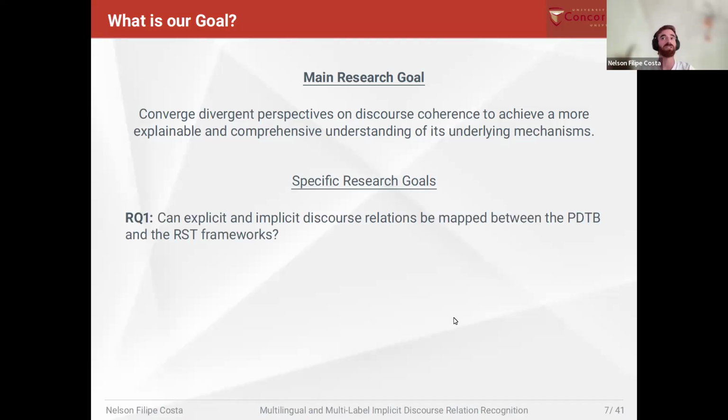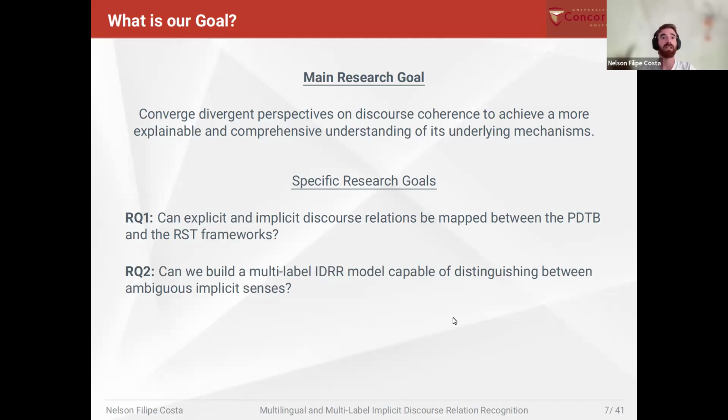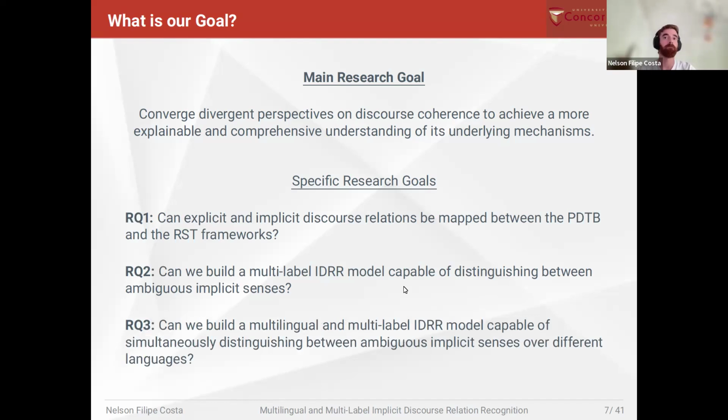First is to try to map relations between two of the most widely used discourse frameworks, the PDTB and the RST. The second one is to try to build a model that's able to understand ambiguity in implicit discourse relations and model it as a multi-label task, and then extend our multi-label model to the multilingual setting where we incorporate other languages.